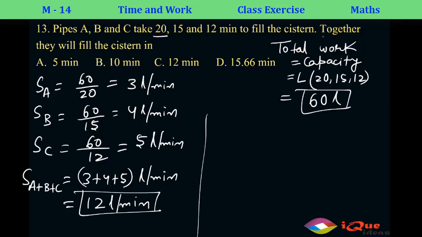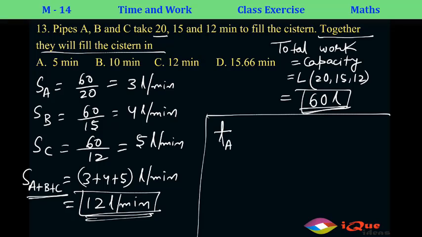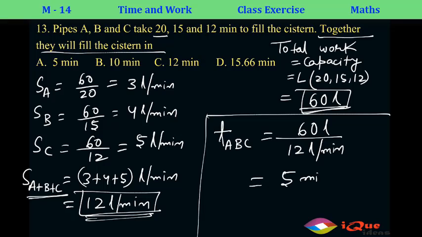Now, the question is asking how long together they'll fill the cistern. So together speed is 12 liters per minute. Total work to be done is still 60 liters. So time together for ABC will be equal to 60 liters divided by 12 liters per minute, which is 5 minutes. That means these three pipes together can fill the same cistern in 5 minutes, which is option A. That is the correct answer. Now let's move on to the next question.